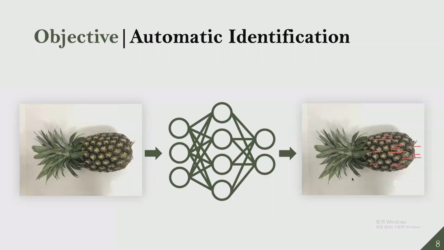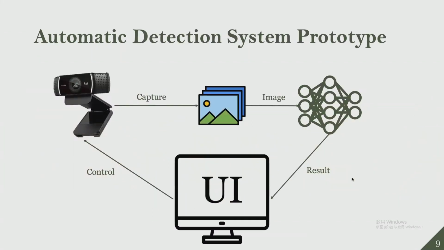So in this research, we are trying to implement a CNN, convolutional neural network, to solve this problem, to let the computer decide whether there are scale insects and how many. We have constructed a model and system prototype to detect the scale insect. This is the automatic detection system prototype. You can see this is a webcam that the user can control to capture the image, and the image will be sent to the convolutional neural network, and the network will send back the result for the user on the UI.